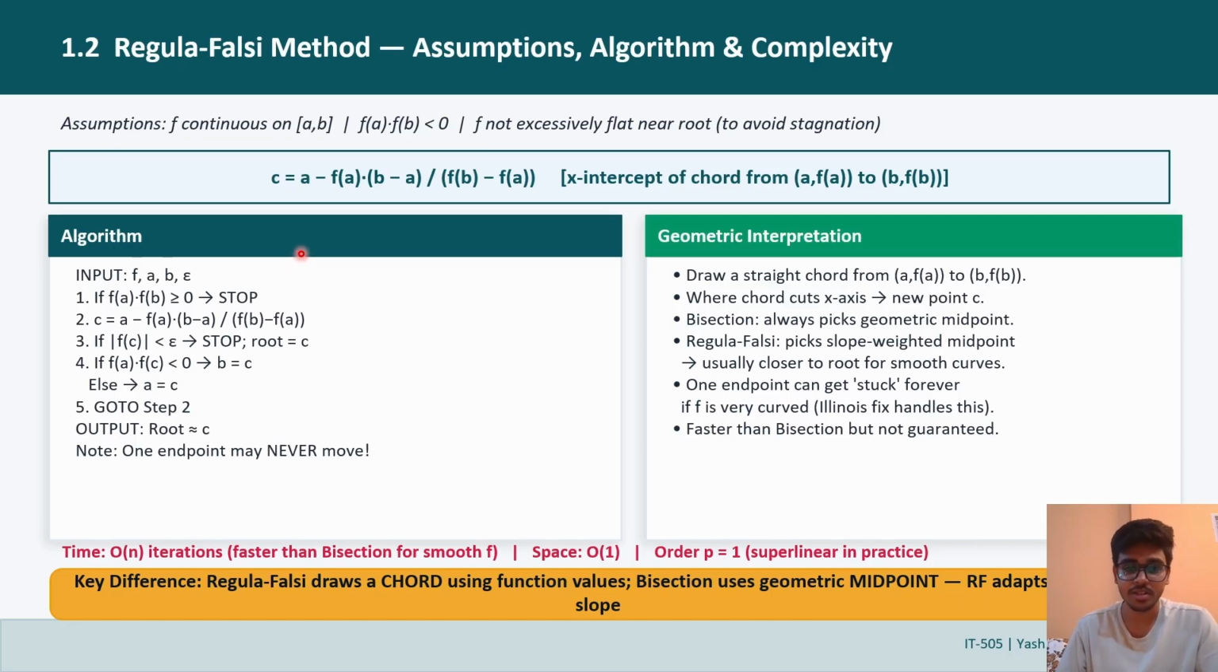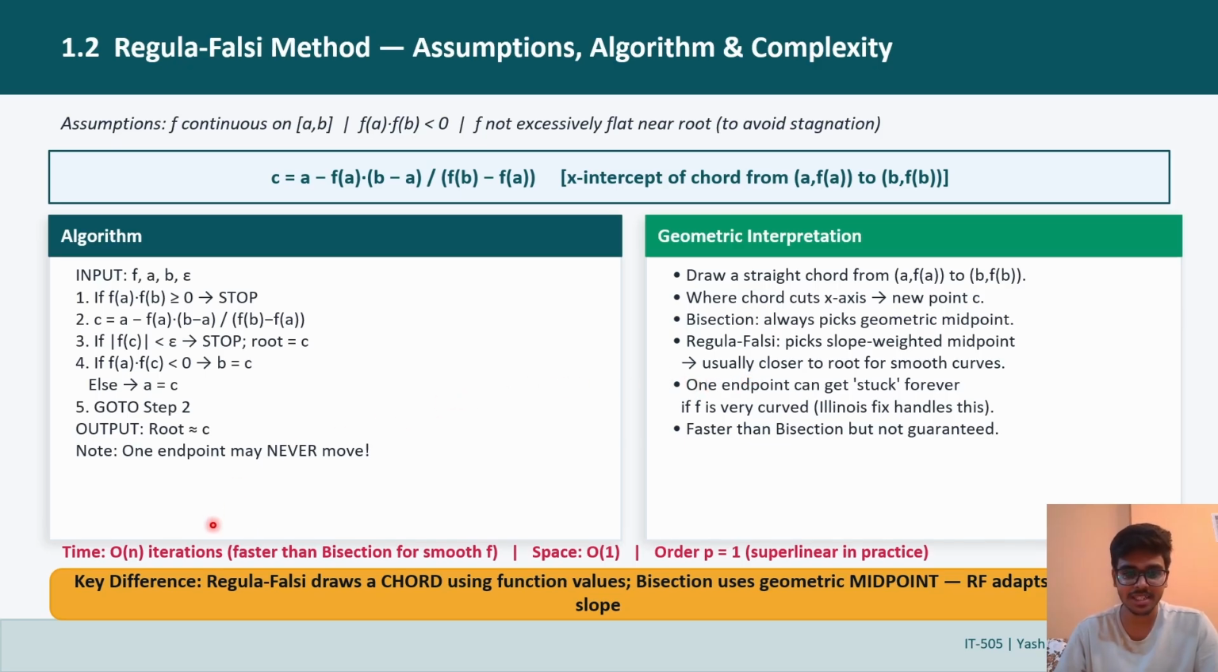We then replace the endpoint that has the same sign as f(c), just like bisection. One important note: unlike bisection, one endpoint can get stuck and never move. This is a known limitation. Geometrically, we draw a straight chord from (a, f(a)) to (b, f(b)), and where the chord cuts the x-axis, we make a new point c. In bisection, we always pick the geometric midpoint, but Regula-Falsi picks a slope-weighted point, which is usually closer to the root for smooth curves. One endpoint can get stuck forever if f is very curved. It is faster than bisection, but not guaranteed.